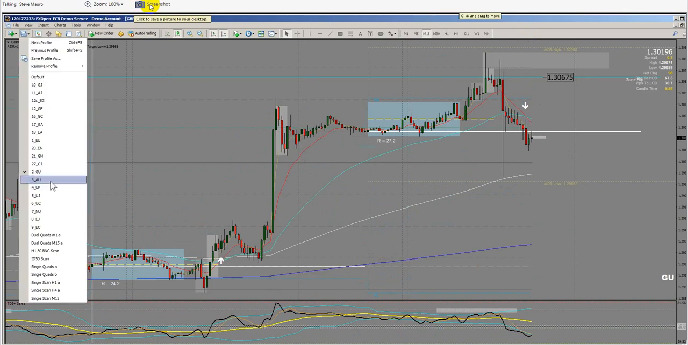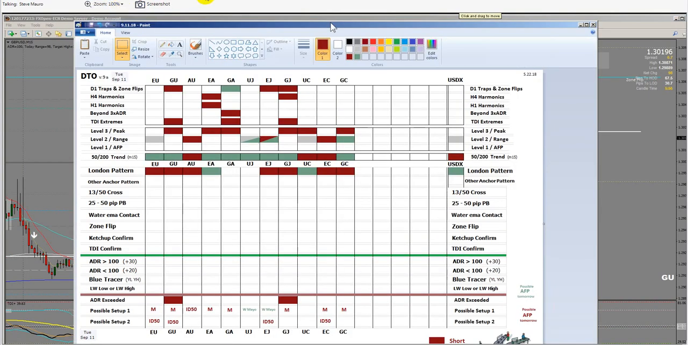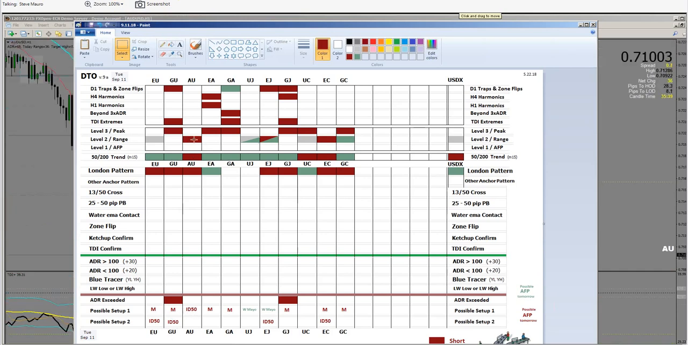Okay. So I want to move on a little bit quicker now since we've gotten to know each other a little bit, especially those who have never worked with us. All right. So M short, ID50 short, GU. Let's look at Australian dollar. Australian dollar is level 2 short.